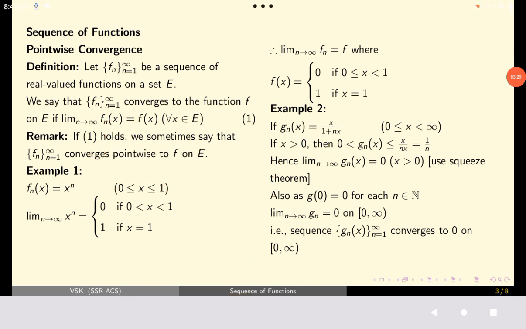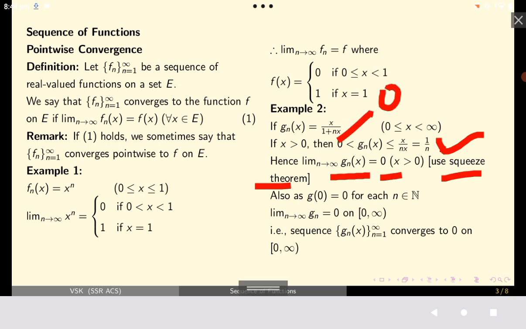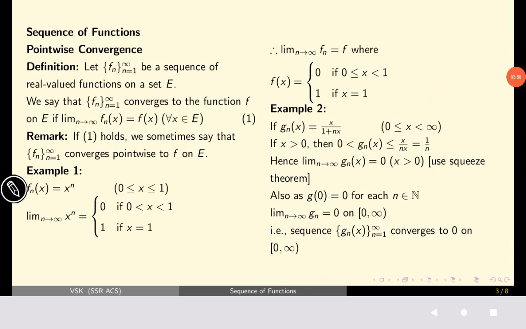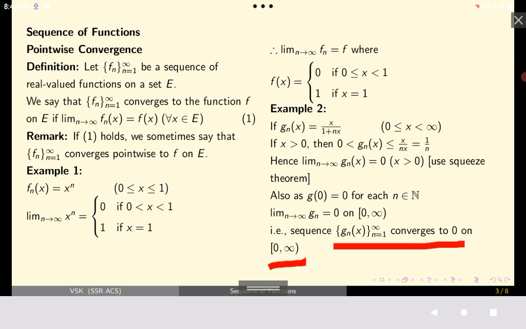So when we take the limit as n tends to infinity, gn(x) is equal to 0 when x is greater than 0. Here we use the squeeze theorem or sandwich theorem, because this tends to 0 and this tends to 0, so finally this also tends to 0. Also, if x is equal to 0, then gn(0) is equal to 0, therefore the limit of gn is also 0. So what is the conclusion? We conclude that the sequence gn(x) converges to 0 on the interval 0 to infinity.